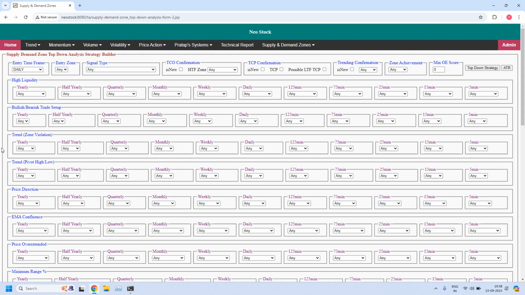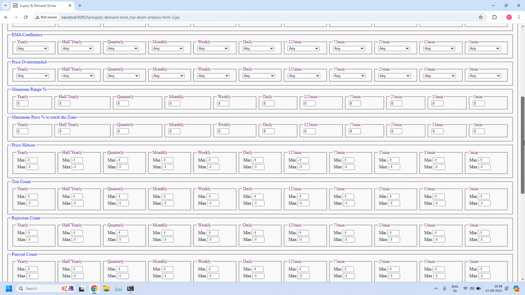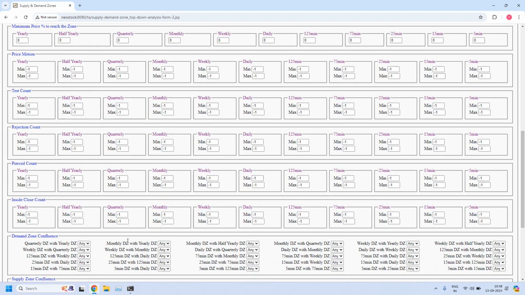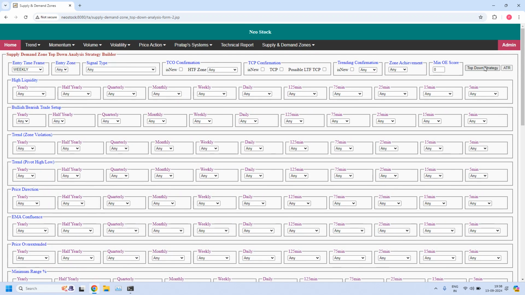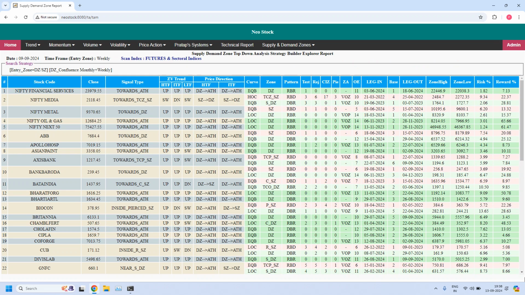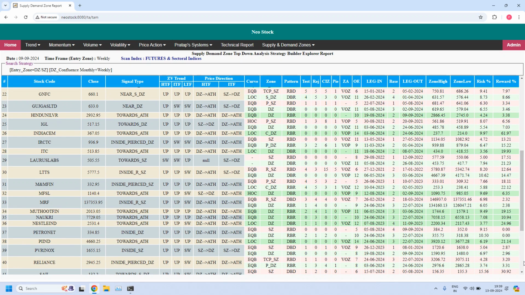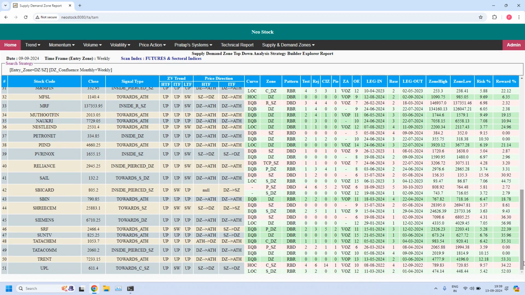Next, let us look for zone confluence. How many weekly zones are part of monthly zones? So entry time frame is weekly. In the demand zone confluence, how many weekly demand zones are part of the monthly demand zones? So a good number of stocks are filtered. Let me scroll the list down. Further I am scrolling the list down. So total 51 stocks are filtered. In all these 51 stocks, weekly zones are part of the monthly zone.